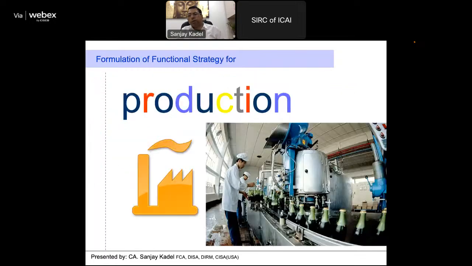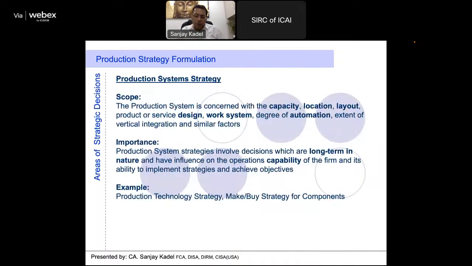I'll go to the next functional area called production. So production, when you talk, you can have one area of strategic decision of production systems strategy.